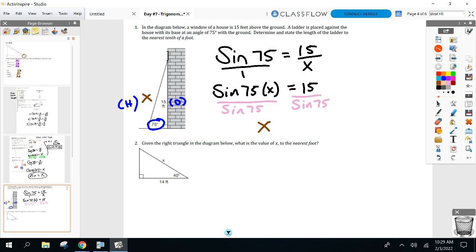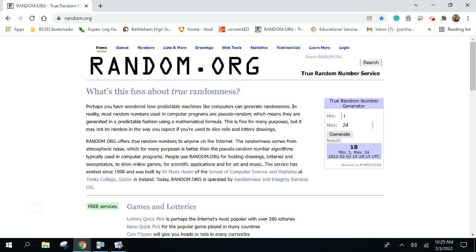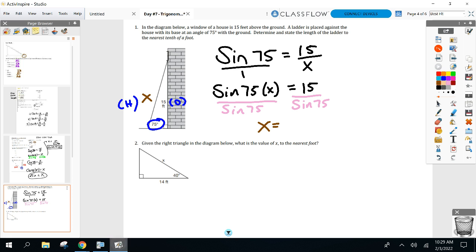Nearest tenth of a foot. Just so I know you're typing it into your calculator correctly. Nearest tenth of a foot, 24. When you're ready there, Romeo. Yep. Again, units. Keep reminding you.